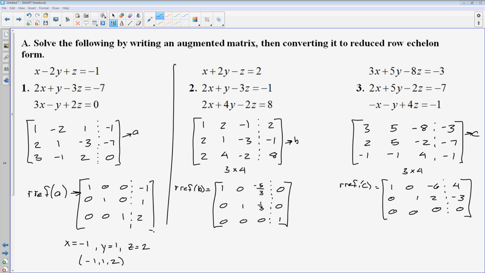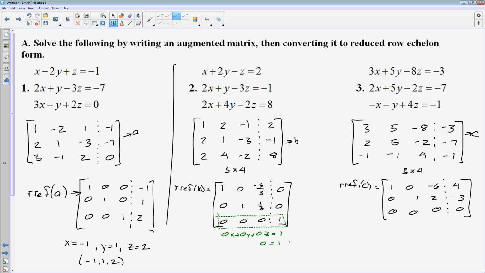There we go. I did reduced row echelon form for both of these, and for both number 2 and 3, we got some interesting situations. On number 2, if you look at it, I didn't get the identity matrix, and at the bottom, I got all zeros and then 1. Well, what that's saying, if I were to take that bottom equation, that's saying 0x plus 0y plus 0z is equal to 1, and that's trying to tell you that 0 equals 1.